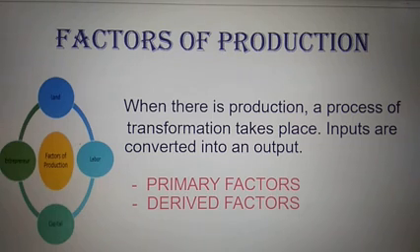There are two types of factors of production. First one, primary factors. The second one, derived factors. Primary factors means land and labor. These are naturally given and without them no goods can be produced. Next one, derived factors. Derived factors are capital and organization. These derived factors, when combined with the primary factors of production, raise total production.